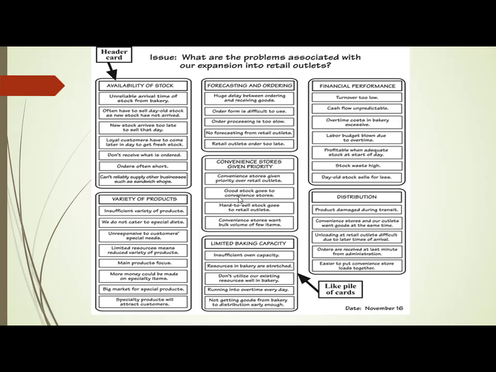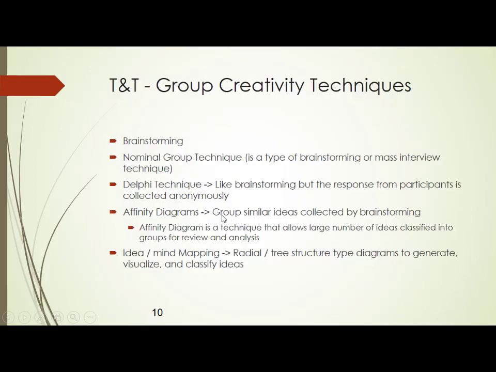So all these groups now become an affinity diagram chart. So okay, this is like pile of cards where all the requirements will have pile of cards, and all the pile of cards will have a header card. The header card is nothing but the name of that particular group. So this kind of diagram is called as an affinity diagram. So you can see here group similar ideas collected by brainstorming. Affinity diagram is a technique that allows larger number of ideas classified into groups for review and analysis.